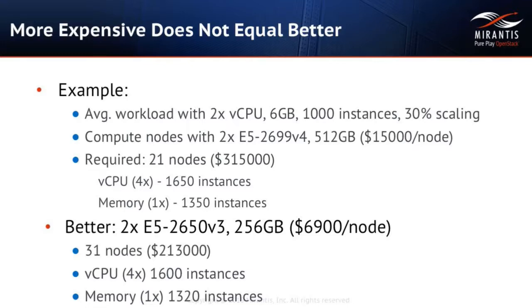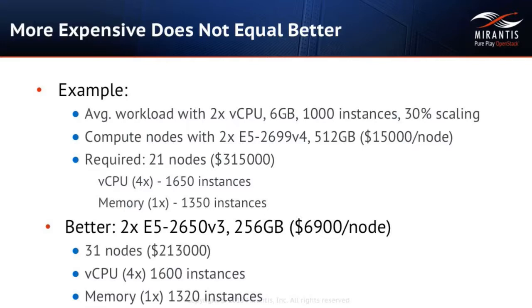And then we calculated, just as a comparison, with 2650 CPUs. We have half the cores, we have 10 cores each, and only 256 gigabytes. We still have a disparity between vCPU and memory, but the nodes are drastically cheaper. So you can see that on one hand, we have more nodes. We have 31 nodes instead of 21. But the cost is about 30% less.